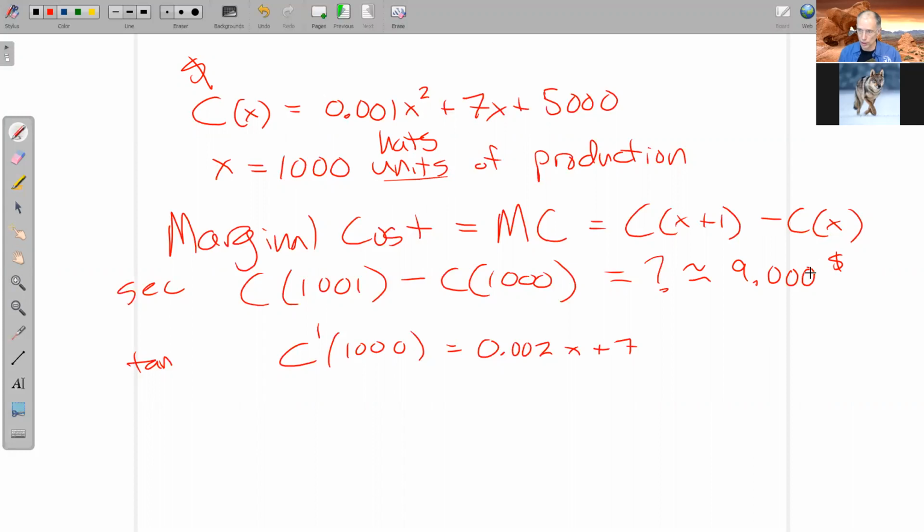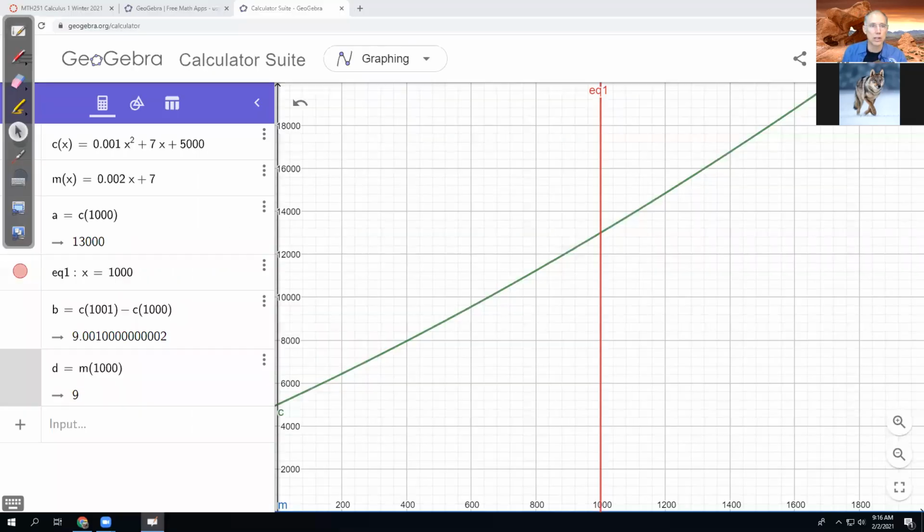Oops, I missed a 1 there. It's supposed to be a 1. No, it was one place over, wasn't it? Nope, that's where it was. Okay.